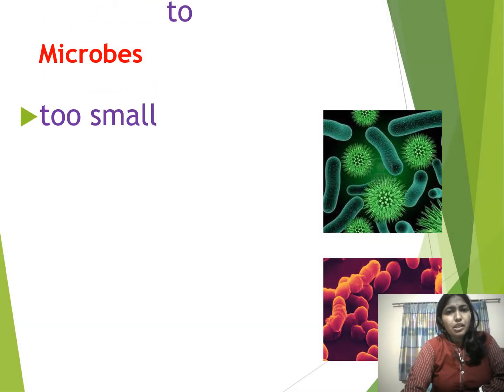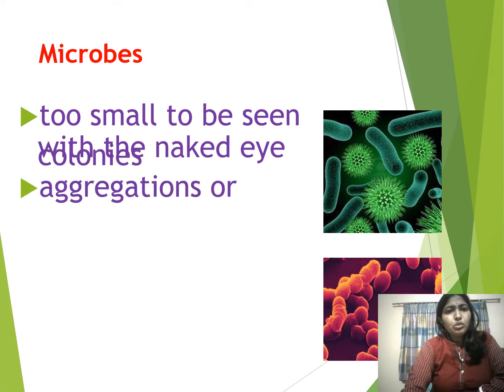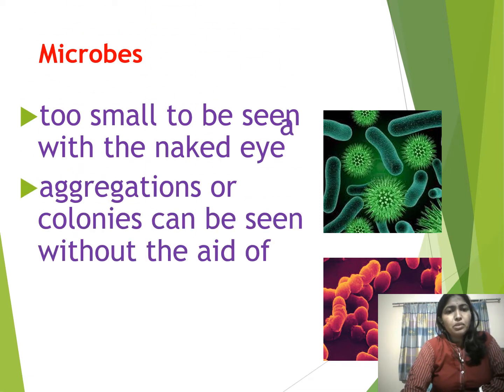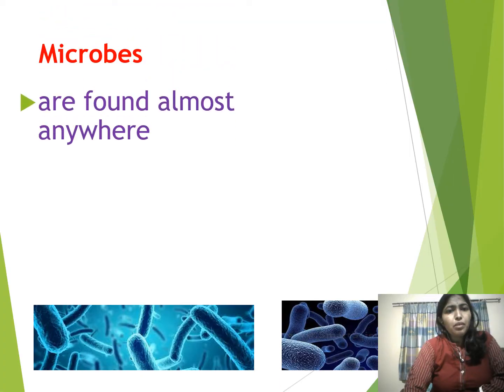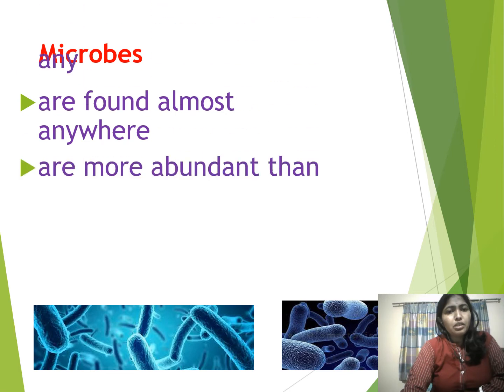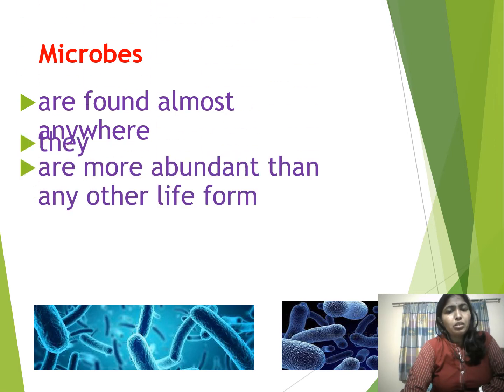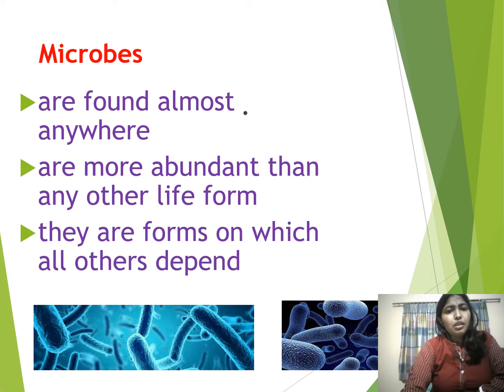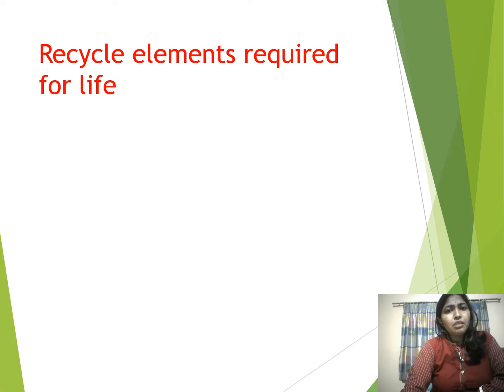Starting with the first slide, you see microbes are too small to be seen with the naked eye, as you all know. The aggregates or colonies can be seen without the aid of a microscope. Microbes are found almost anywhere and are more abundant than other forms of life, and they are the forms on which all others depend.